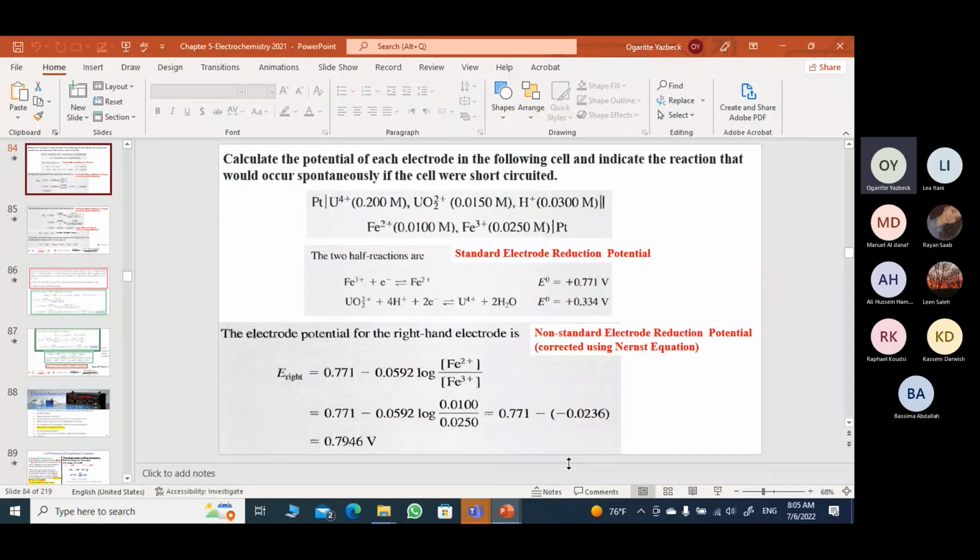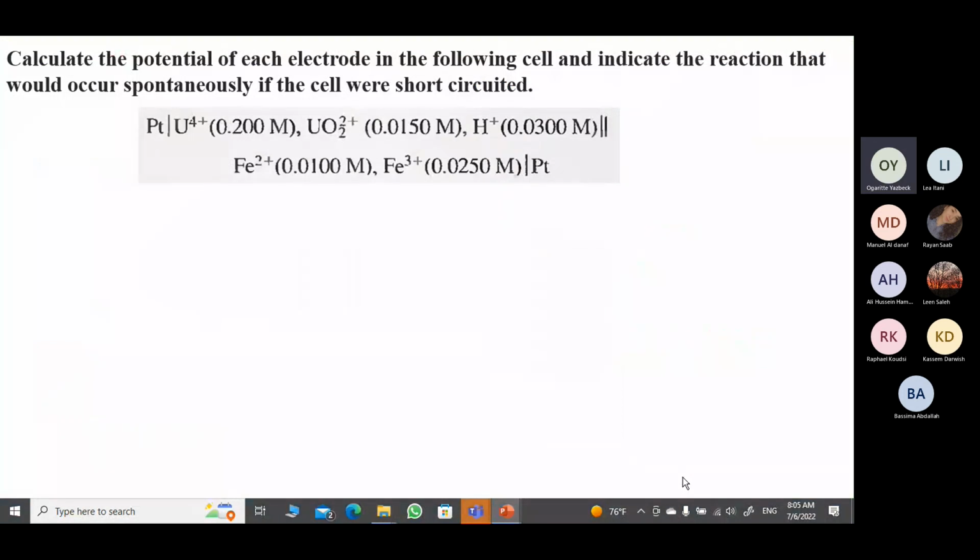There's a question which we did at one point at the end of the lecture, and I really want to stress it. It's a very important type of question, okay? It involves a full cell, an oxidation half and a reduction half, okay?